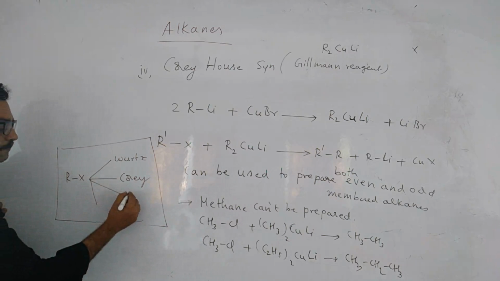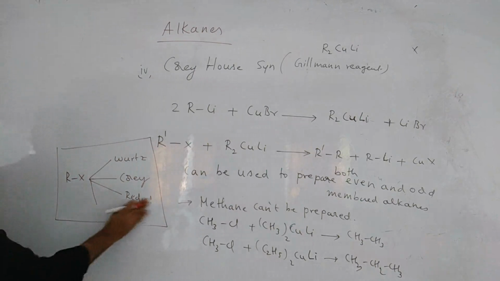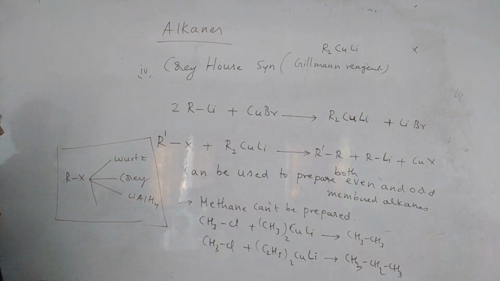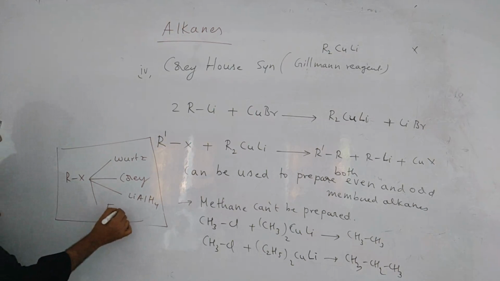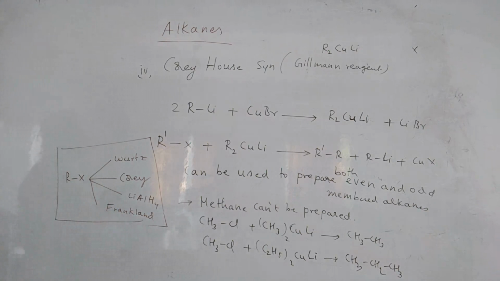After that, reduction with lithium aluminum hydride. Correct. Alkyl halide with lithium aluminum hydride, a very good reducing agent. Next one, more we have seen. What is that? Franklin. So in these 4 named reactions, we got or not?